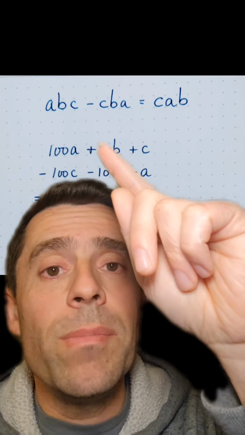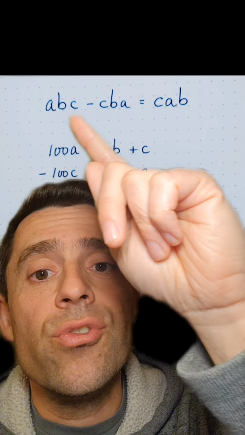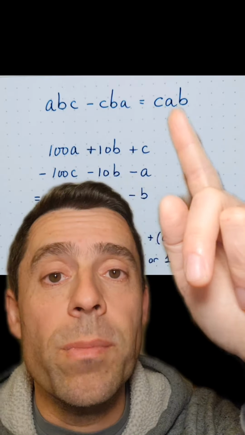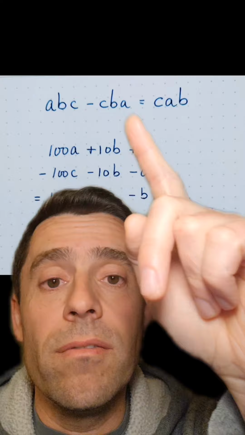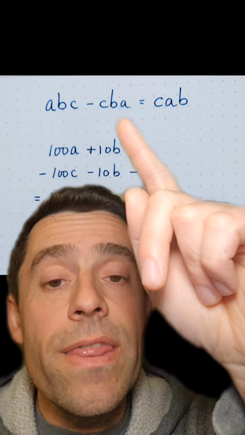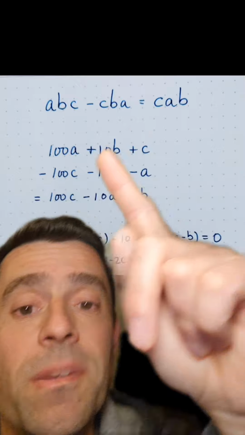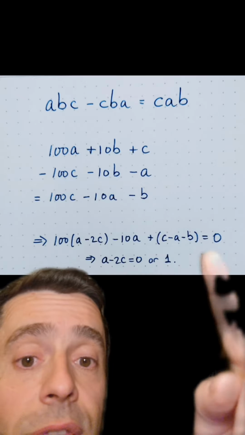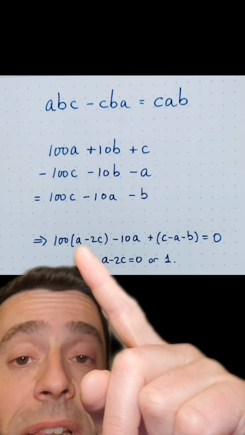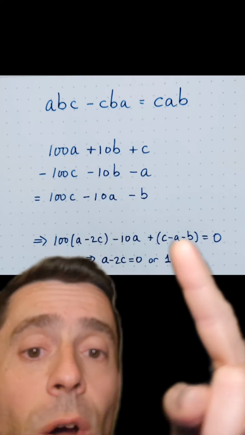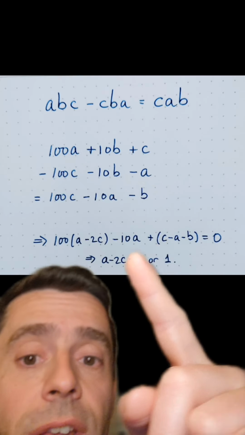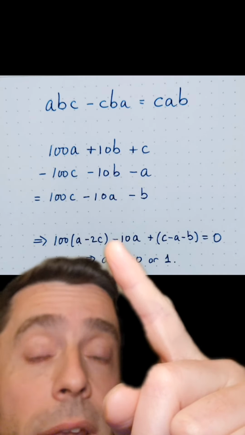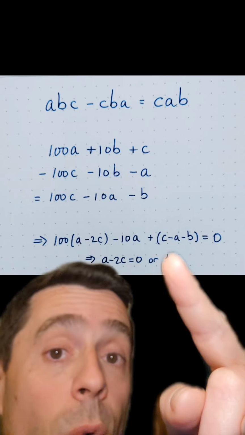Suppose we have a triple ABC, ordered from largest to smallest, minus from smallest to largest gives me another triple which is exactly the same triple, and let's say it's CAB. Then, if you write this in base 10, you get these equations, and if you simplify, you get this equation. Now, this is a multiple of 100, and this over here is at most 100. So a minus 2c cannot be larger than 1, so it has to be 0 or 1.